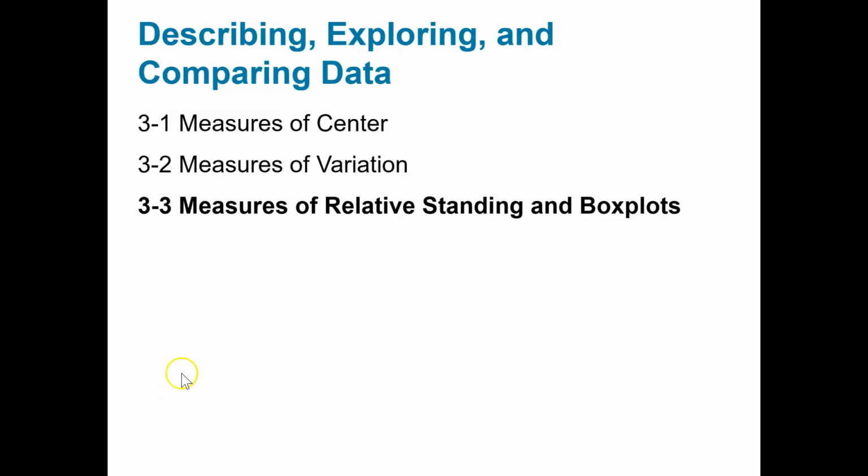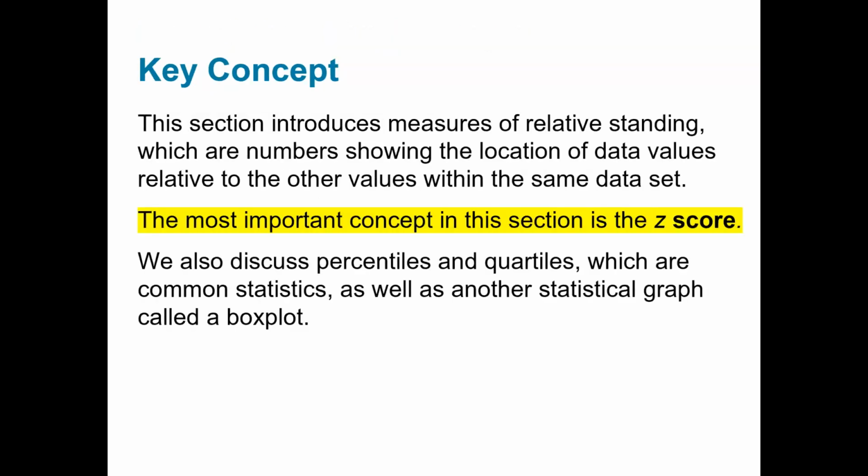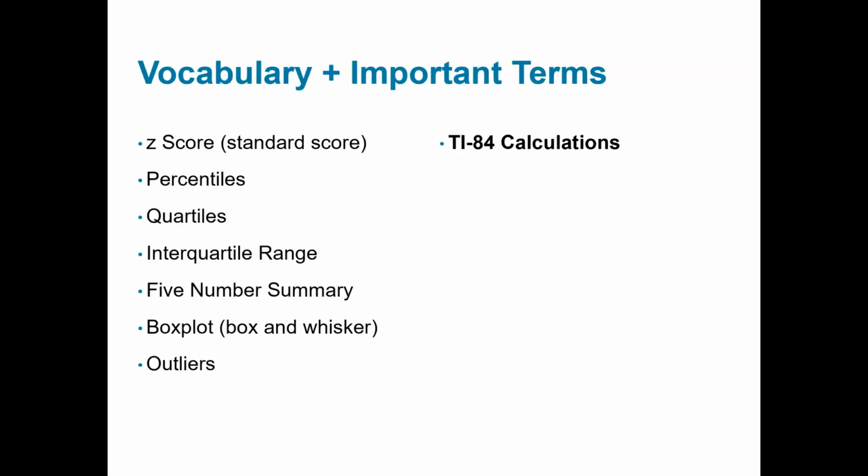Welcome to section 3.3, Measures of Relative Standing and Boxplots. This is the final section in chapter 3. The key concept here is that we're going to be introducing z-scores, but we're also discussing percentiles, quartiles, and boxplots. But we are introducing z-scores here, which will continue to show up throughout the statistics course. So we'll be going through the following vocabulary and important terms and also using our calculator.